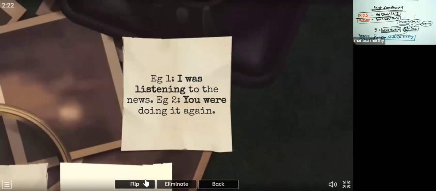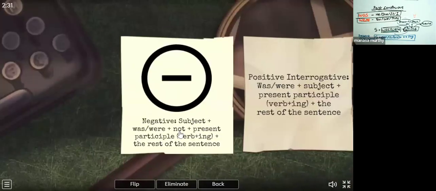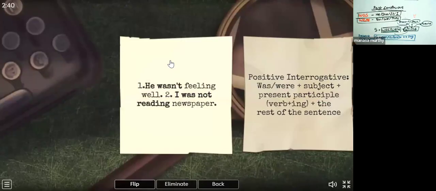So negative, positive, past continuous tense. Two sentences we have seen. Now, negative sentence in past continuous: subject, was or were, not to be included along with it, then verb plus ing. Two negative sentences, past continuous tense.